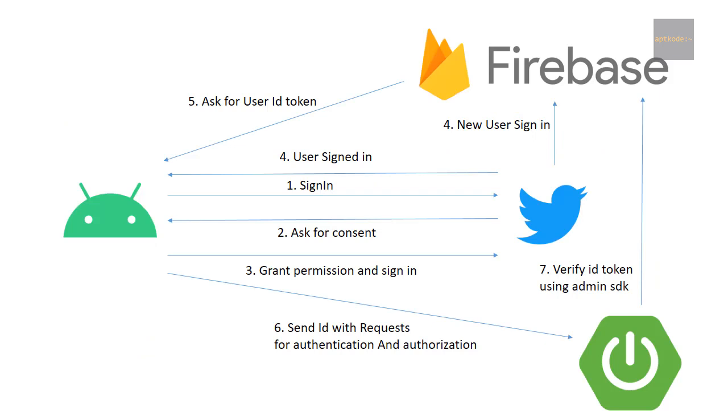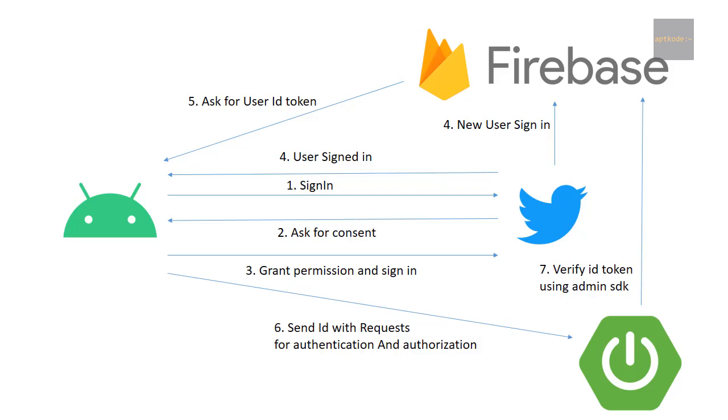If I go to the diagram, this is how it works. First, we have an Android application which needs to sign in using Twitter, or whatever authentication mechanism, maybe Facebook or Google. Here we are going to use Twitter. The user taps the sign in button, then it opens a Twitter authentication or sign in page, and it asks for the user's consent. Then the user can grant the permission and sign in. So that's step 3.